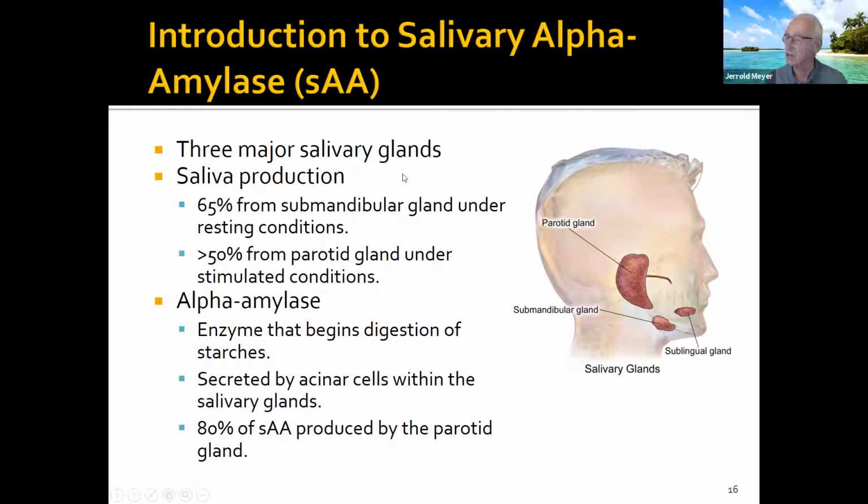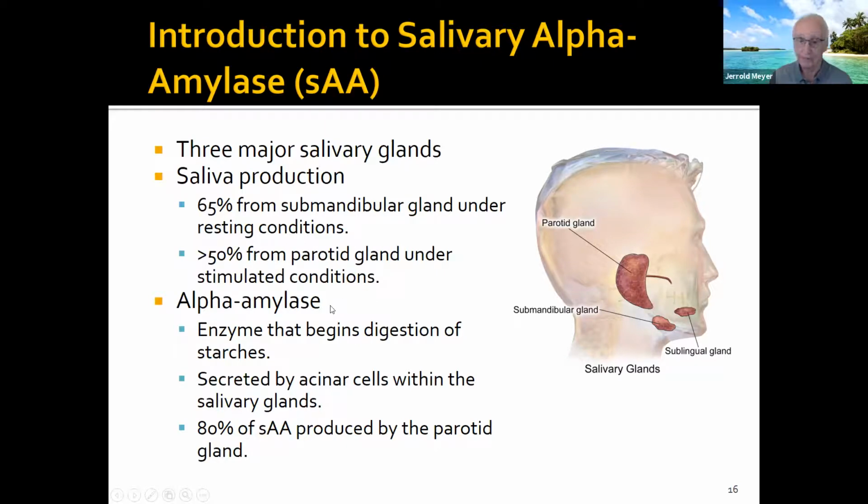So this is also relevant for cortisol, of course. Saliva production is from three glands here. Under resting conditions, 65%, or roughly 2/3, is from the submandibular gland down here, under your jaw. Sublingual will be under your tongue, and the parotid is the big one up here. Under stimulated, that is stressful conditions, over 50% of saliva production now is from the parotid gland. So this is the one that's particularly responsive to stimulation.